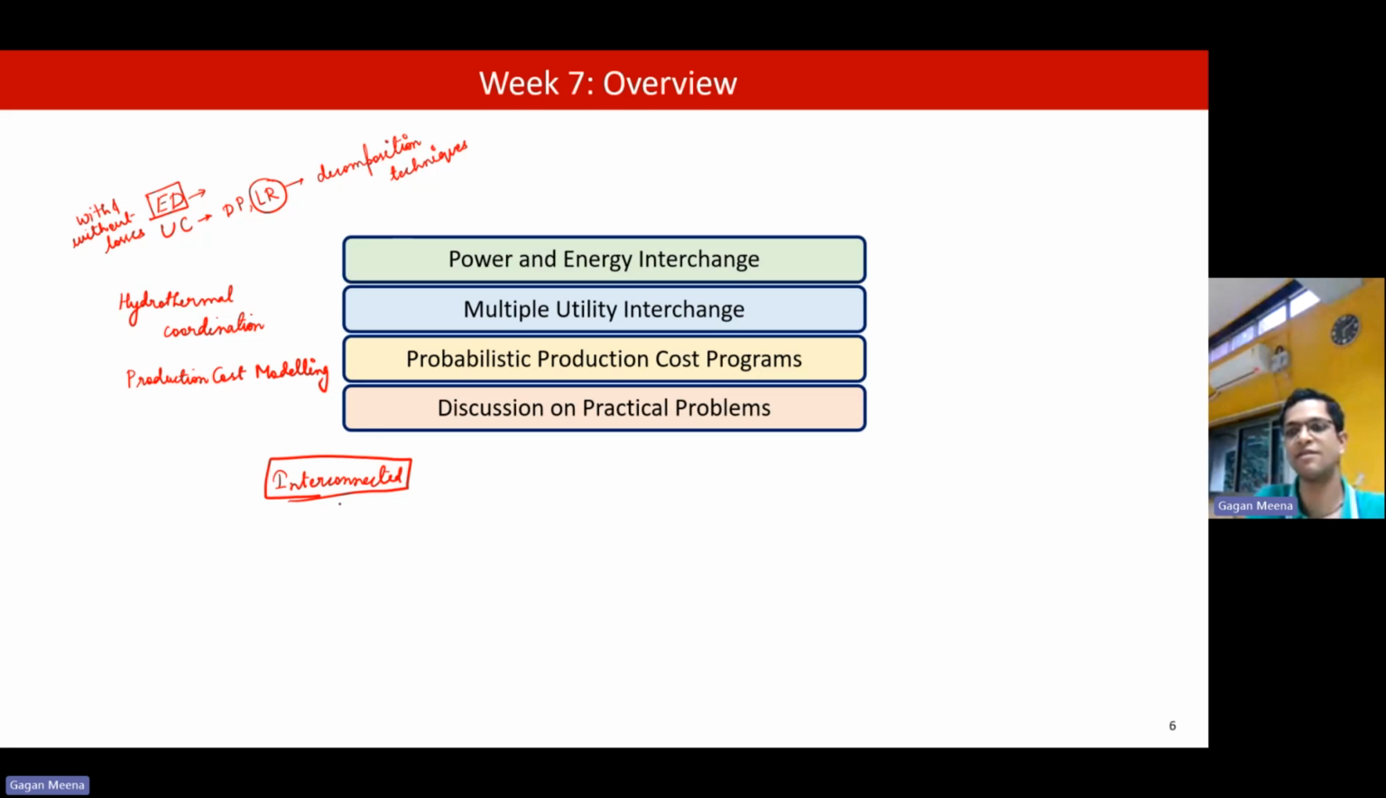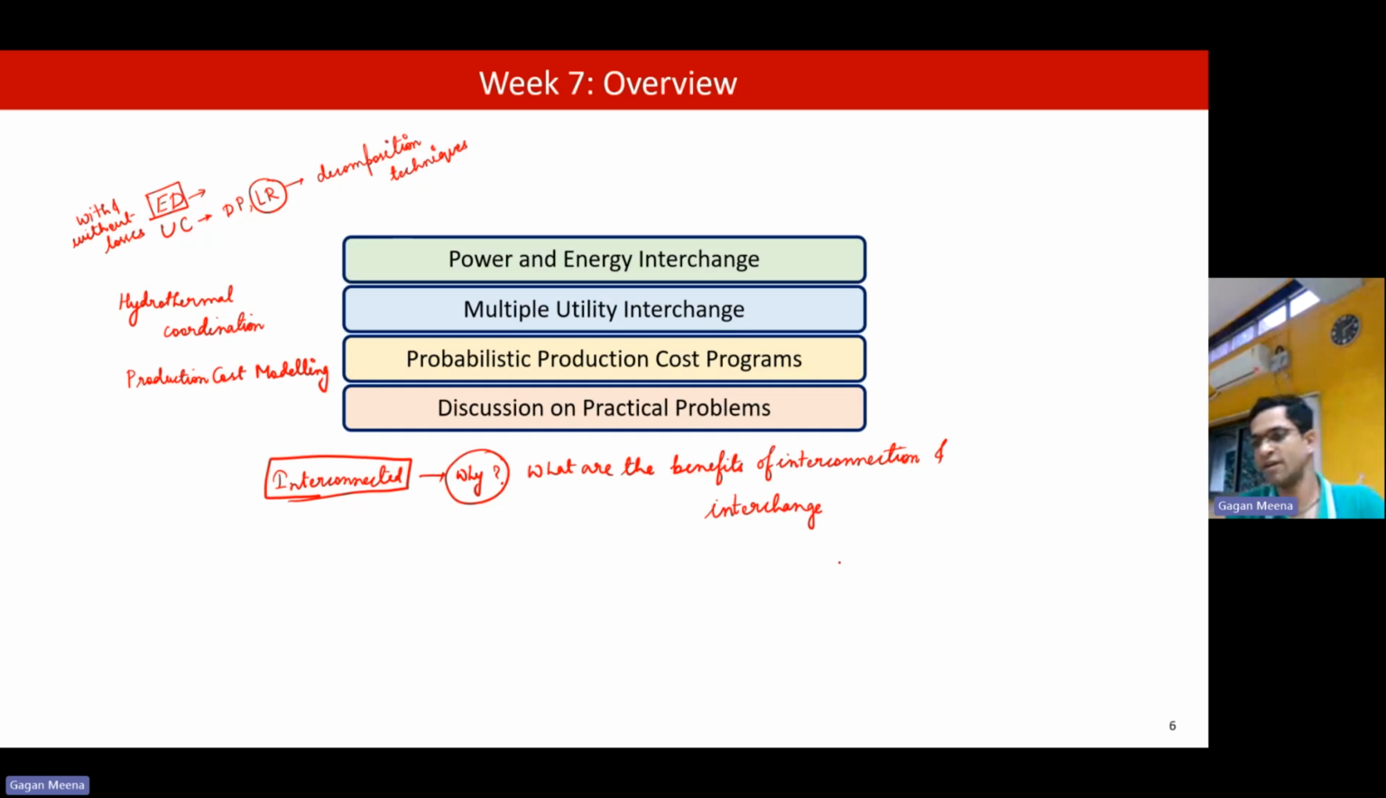First of all, we'll see why we need an interconnection. The first question is, why do we need interconnection? What are the benefits of interconnecting? Are there benefits of interconnection or interchange?